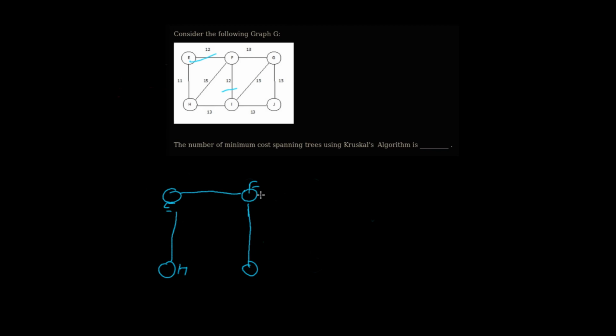So let us, for example, choose this and this. This is G and this is J. Now we are connected to every vertex, and we have not chosen every edge. So this is one of the minimum cost spanning trees.